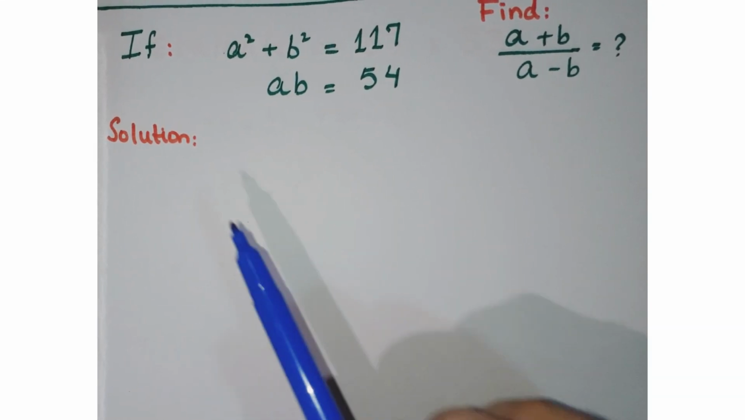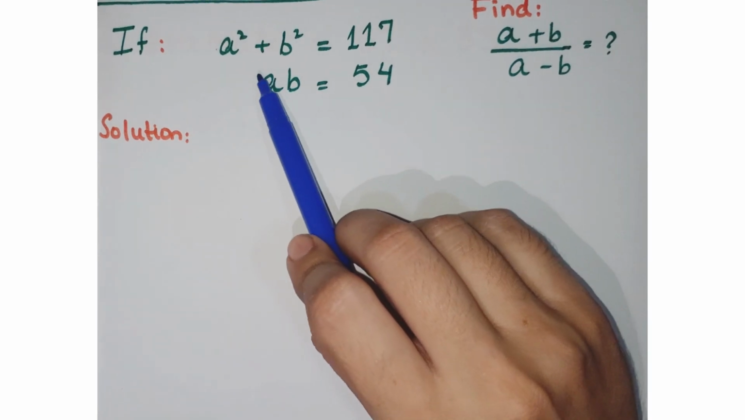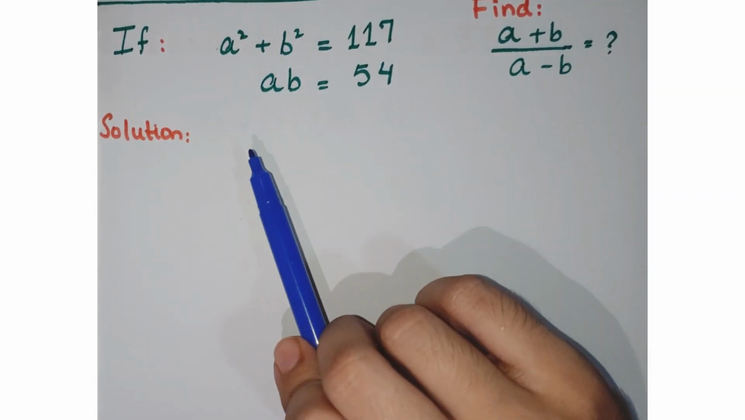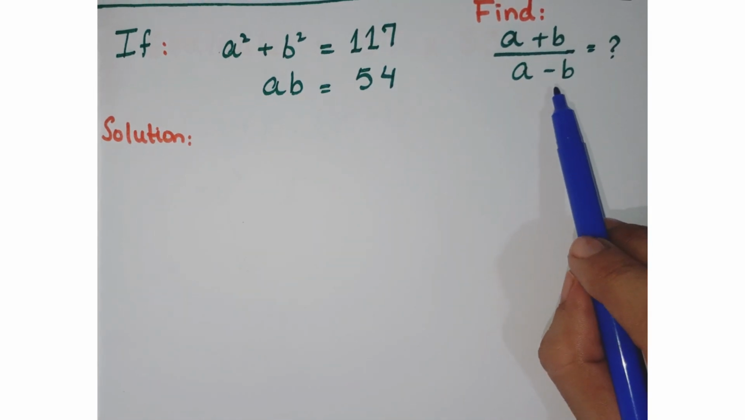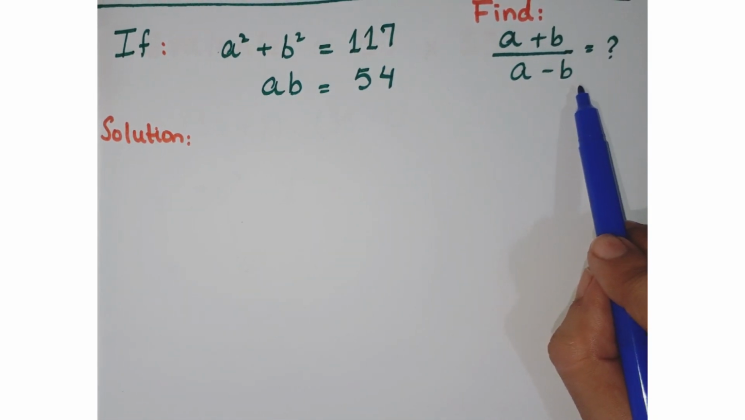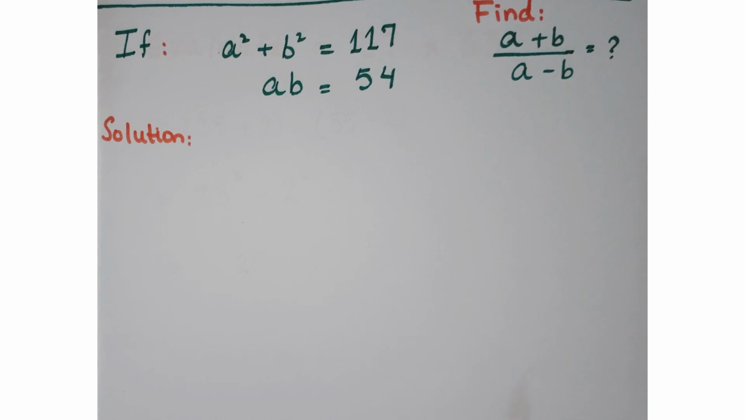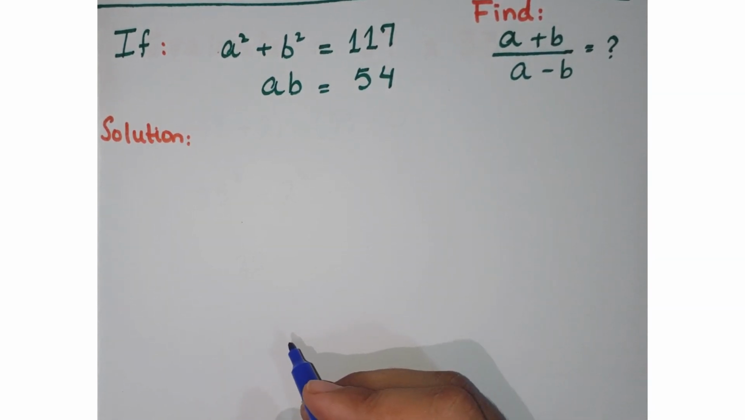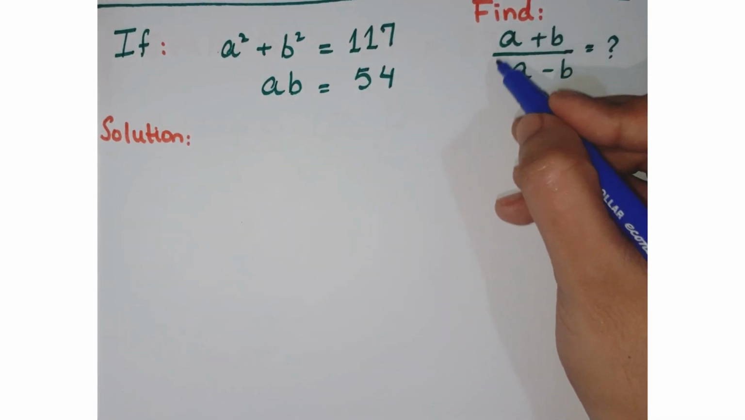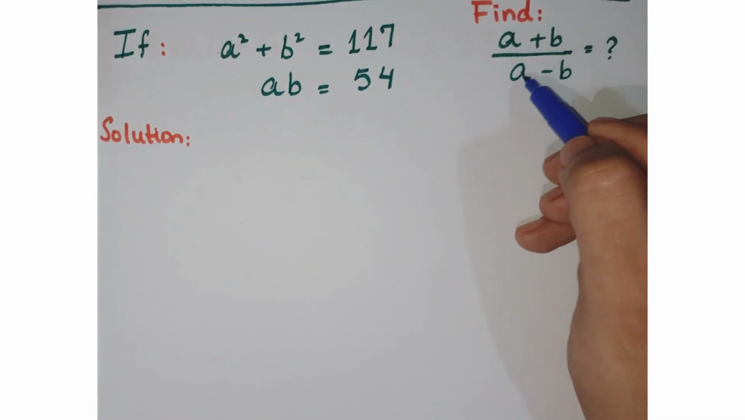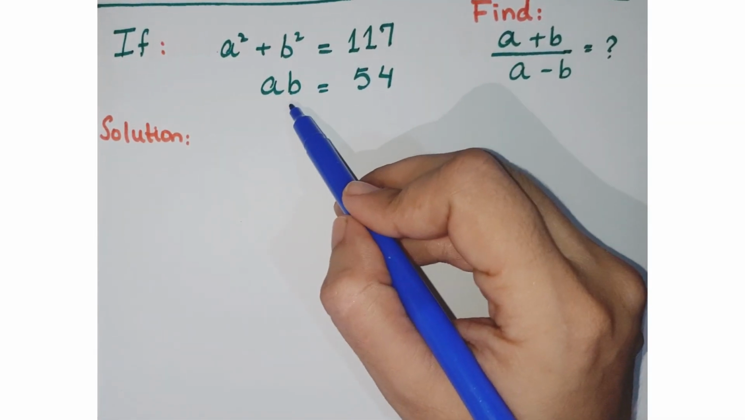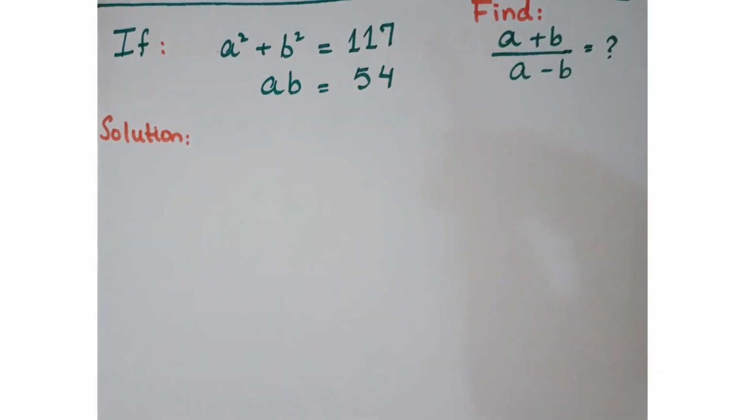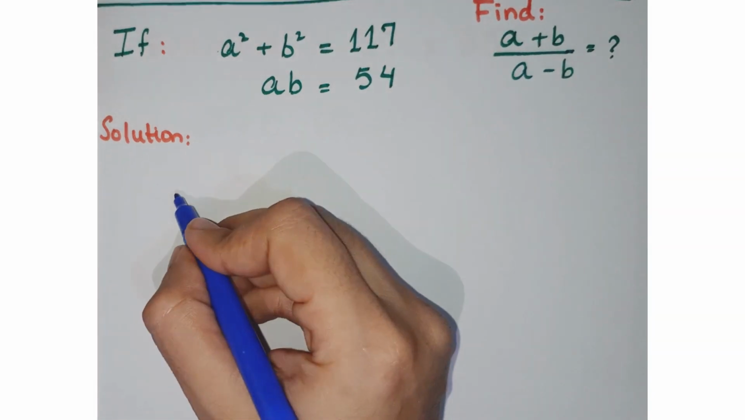Now look at this question. If a squared plus b squared is equal to 117 and ab is equal to 54, find the value of (a plus b) upon (a minus b). So what we are going to do in this question, there is a very smart trick to solve it in a very short way. As you know, you are required to find the value of a plus b upon a minus b. So instead of solving it by the elimination or substitution method, we are just going to follow a trick.